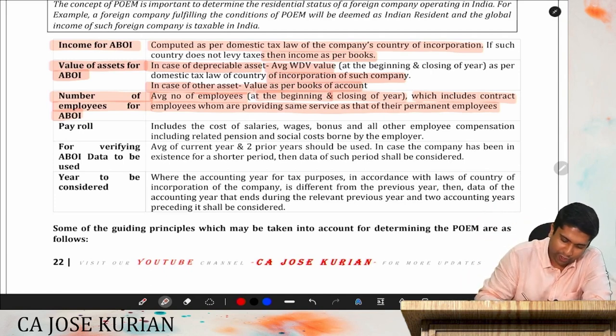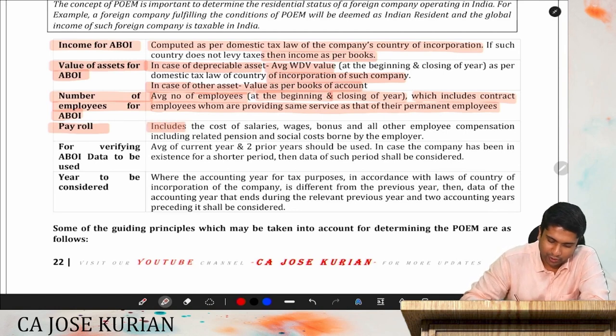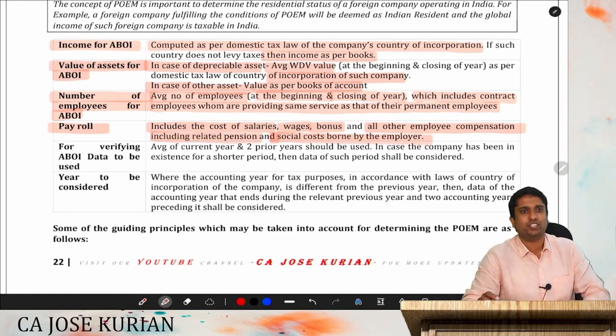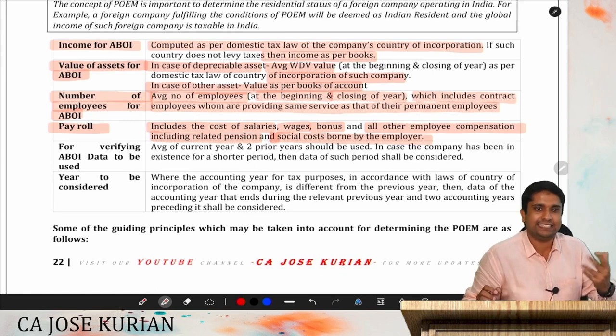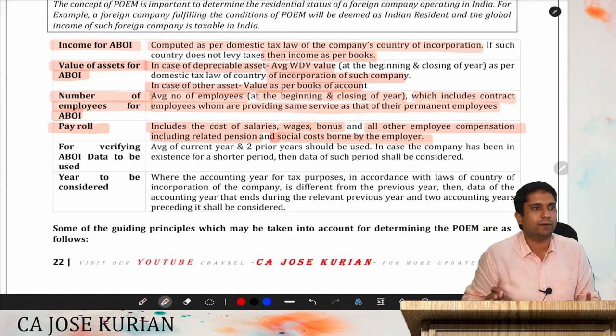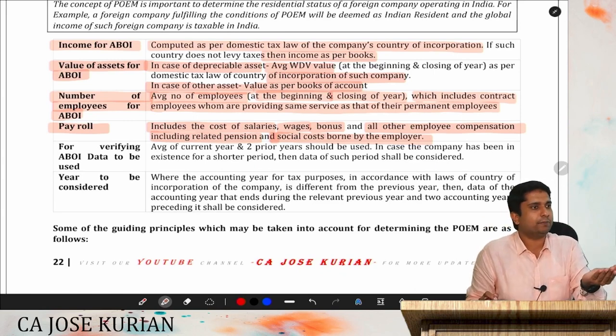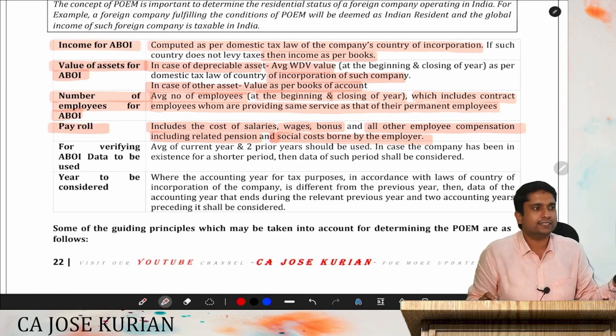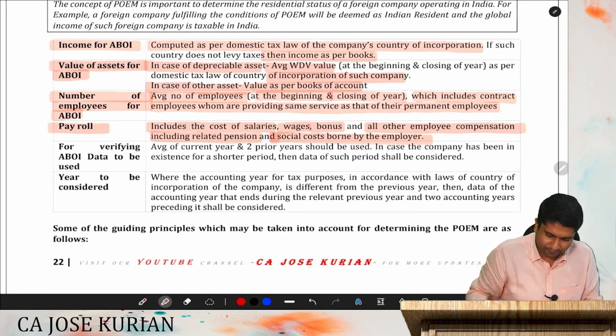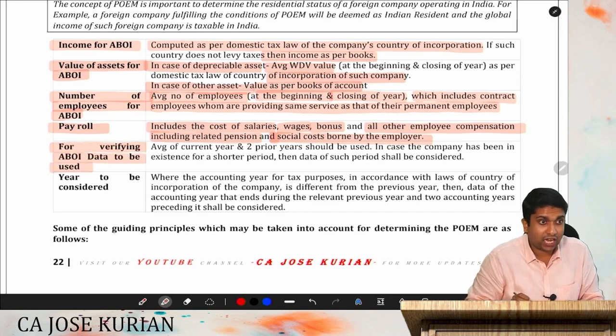How do you find out payroll? Easy. Payroll includes cost of salary, wages, bonus, and all other employee compensation, including related pension and social cost borne by the employer. That means cost to the company. We'll say CTC. Whatever cost is incurred by a company to maintain a particular employee can be treated as payroll expenditure. Then, for verifying ABOI, data to be used.